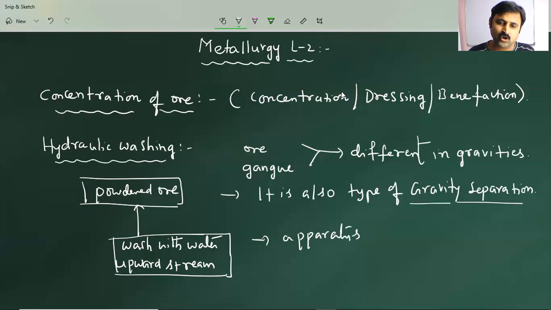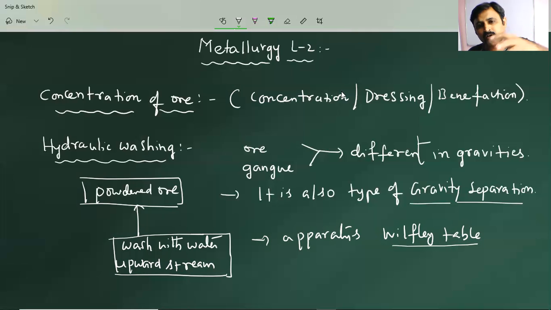That apparatus we will call a Wilfley table. It's nothing but an inclined table. From the top, this ore will be falling, and from the bottom water will wash the ore. In the inclined position, the lighter particles will come down the table and heavy particles remain on the table. It is a table which contains some baffles. That means there are some ridges present in the table. That is the name of the apparatus.